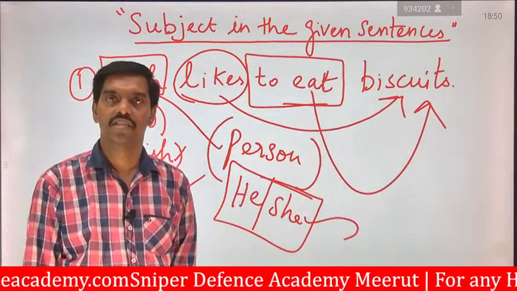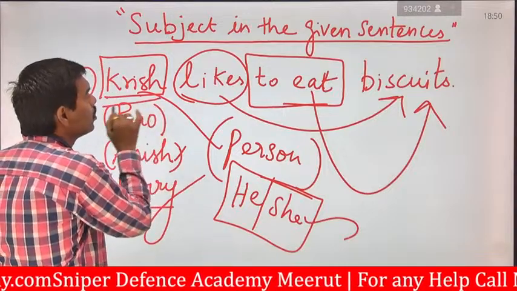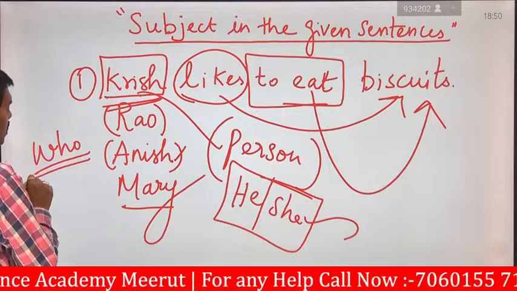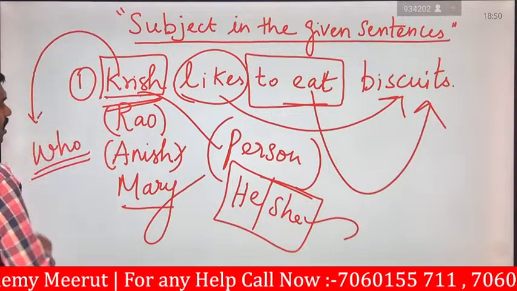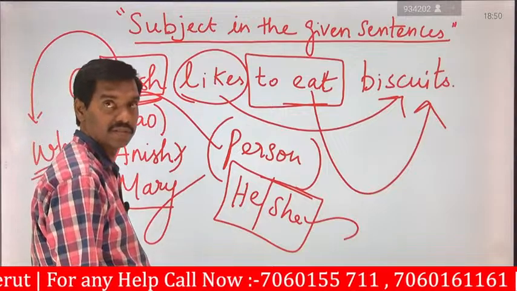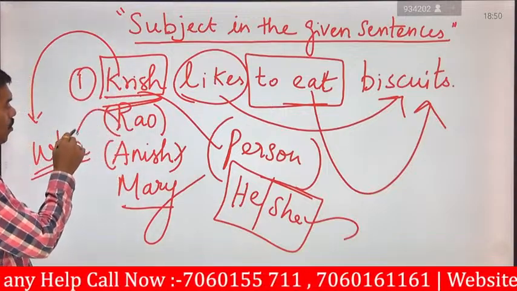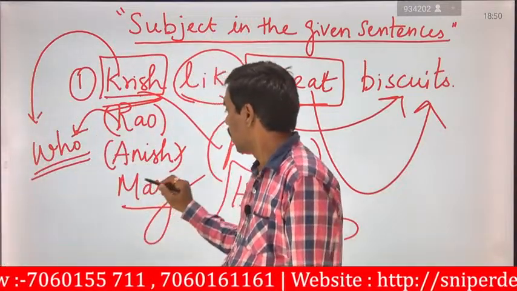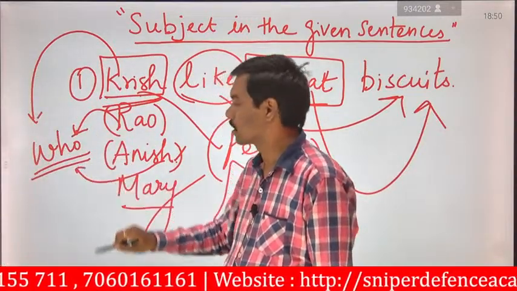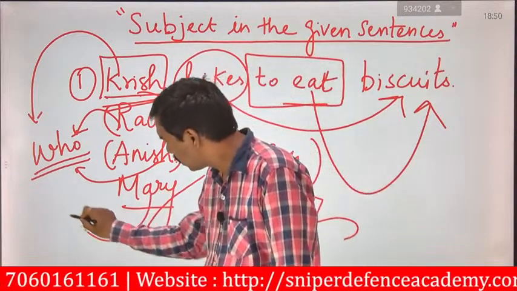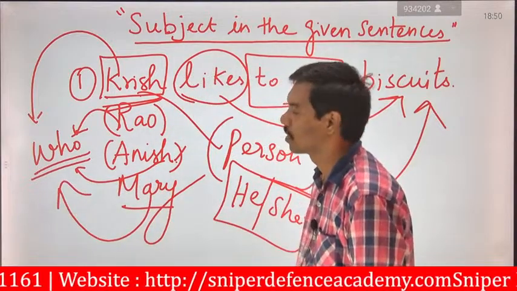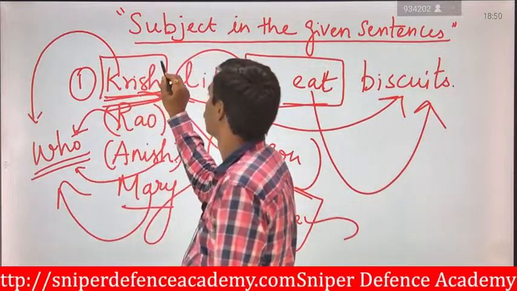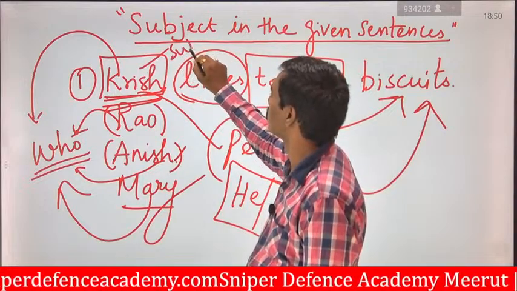That's why they are asking: who likes to eat biscuits? For example, if I ask you, who likes to eat biscuits? Krish likes to eat biscuits, or Rao likes to eat biscuits, or Anish likes to eat biscuits, or Mary likes to eat biscuits. So here the subject is Krish. Krish is the subject.